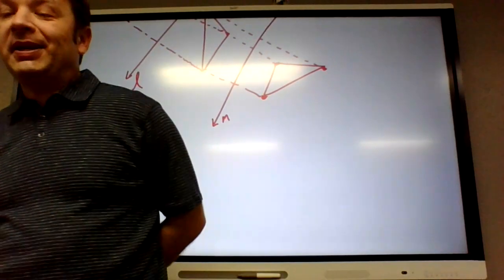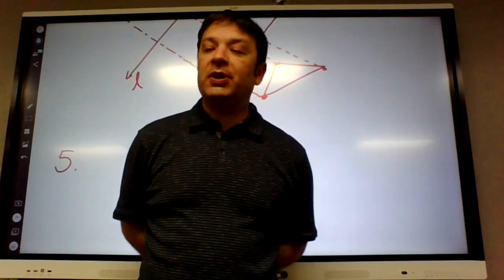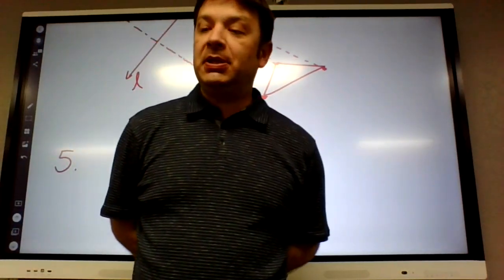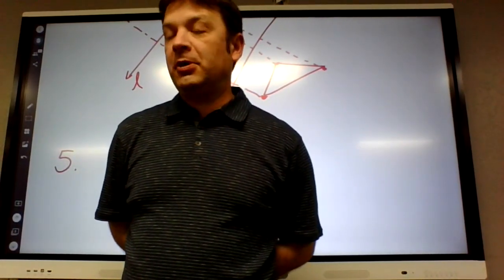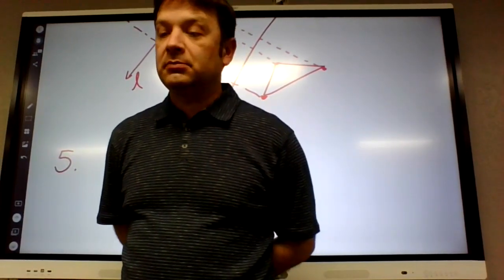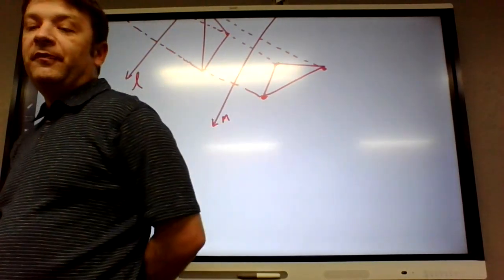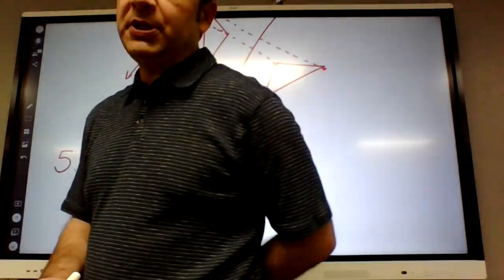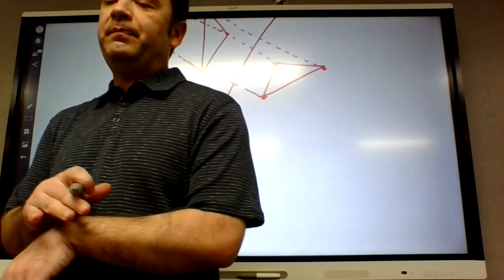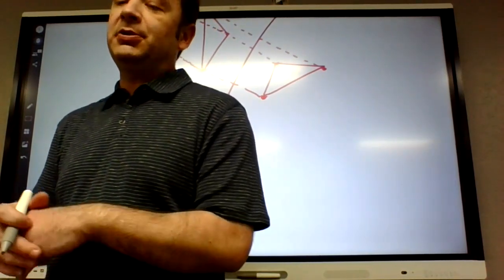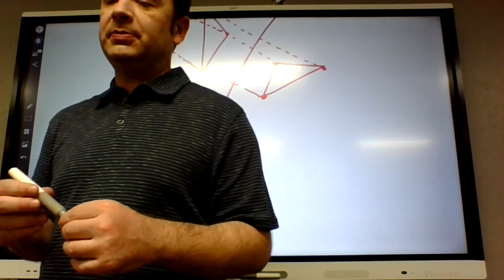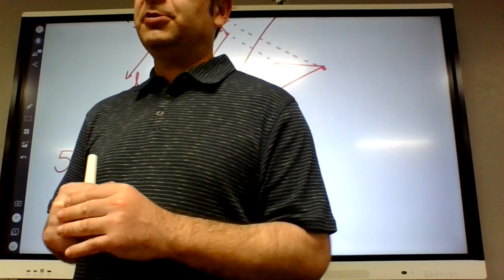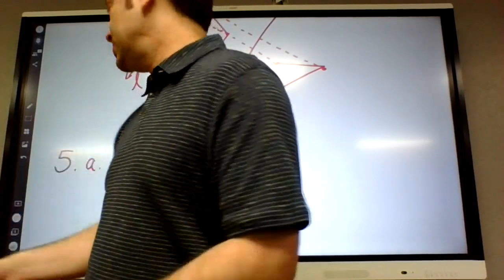Okay, it says state the image of P when it is translated by each vector. So do you guys see P on the graph? 5A says vector (3, 2). So if we move P by a vector of (3, 2), where will it end up? E. It just moves it right 3 and up 2. So P would be moved to E.